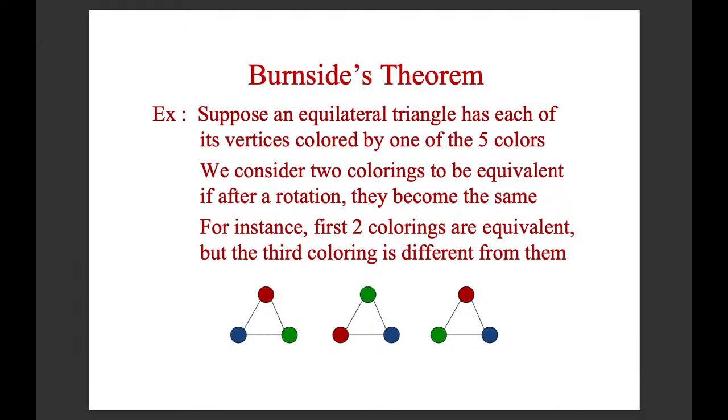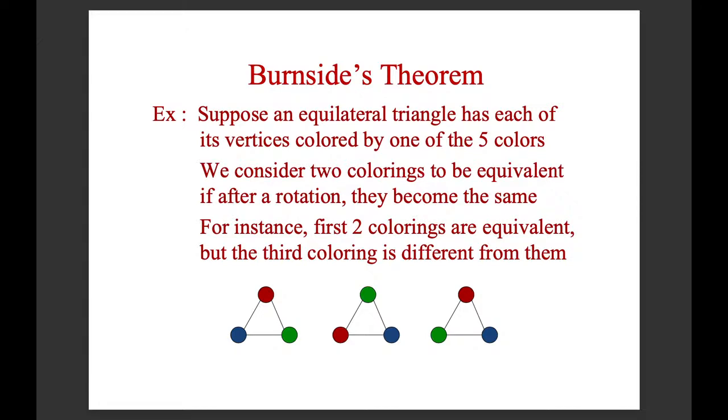So what is the meaning of an equivalence class? An equivalence class contains all the elements in the ground set that are related. So when 2 things are related, what does that mean? It means that after some permutation, after some rotation, one configuration can be transformed into another one. So this is exactly what we want.